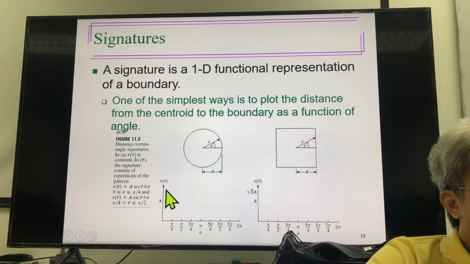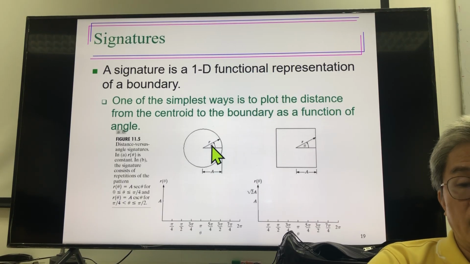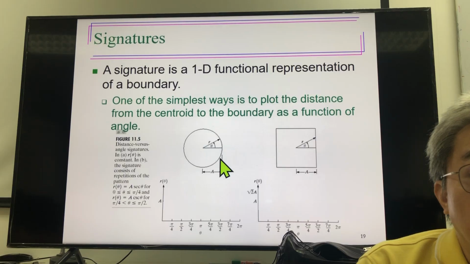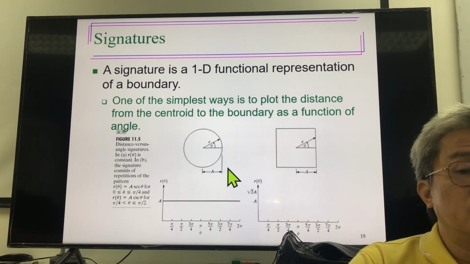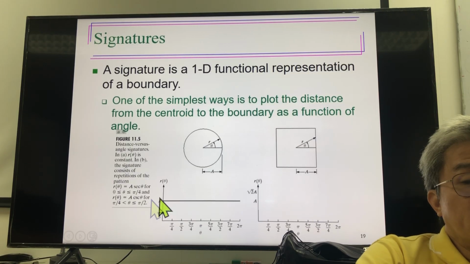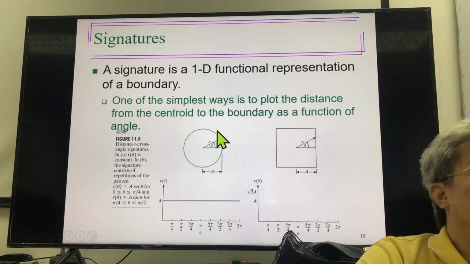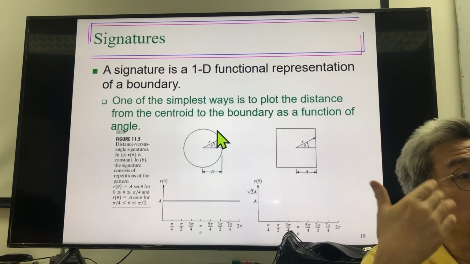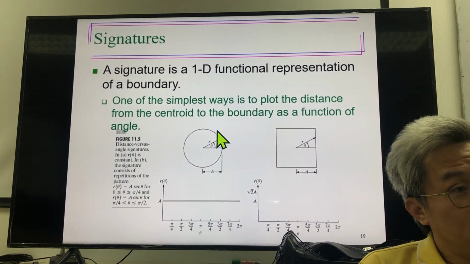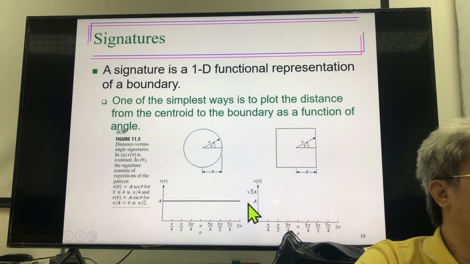And what's the radius along the angle theta? If it's a circle, the radius is always r. In this case the radius is a, so you get a straight line. This straight line represents the boundary of the circle. So you change from a 2D shape into a 1D shape, a one-dimensional shape.